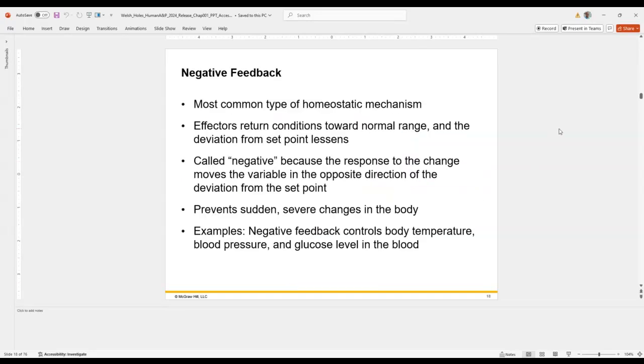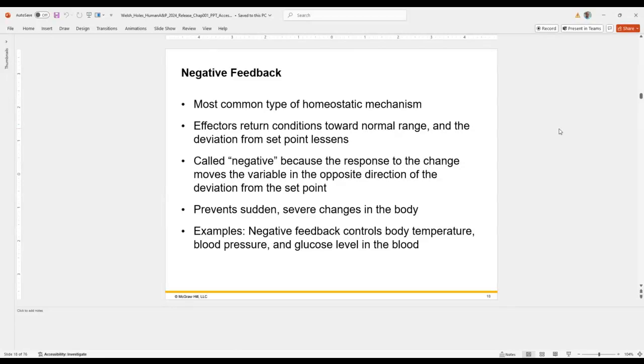Now, there are different feedback mechanisms that allow homeostasis to occur. And the most common type of homeostatic mechanism is negative feedback. Now, that doesn't mean it's a bad thing. This means it always brings it back to a set point. So effectors return conditions toward normal ranges, and the deviation from the set point will lessen. It's called negative because the response to the change moves the variable in the opposite direction of the deviation from the set point. It prevents sudden severe changes in the body.